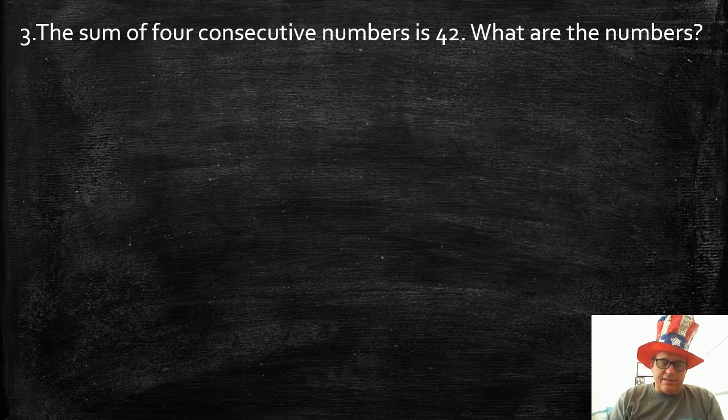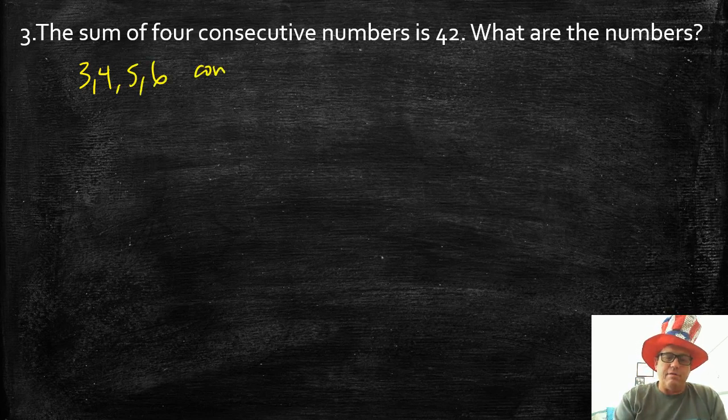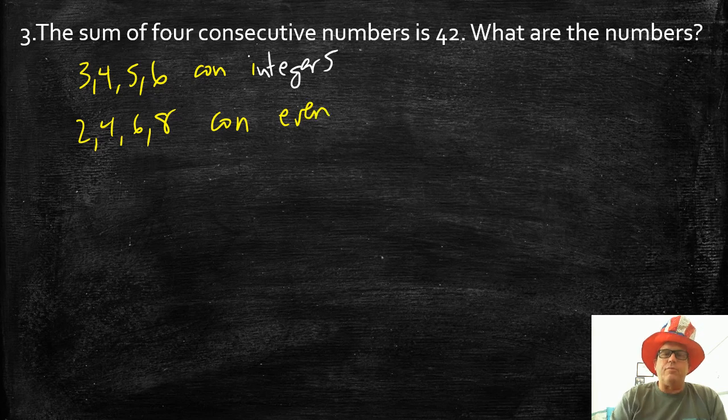Okay, so let's look at this example. These are very common. Consecutive. What does consecutive mean? Consecutive means one after the other. For example, the numbers 3, 4, 5, 6 would be consecutive integers. Something like 2, 4, 6, 8 would be consecutive even numbers. Consecutive means one after the other.